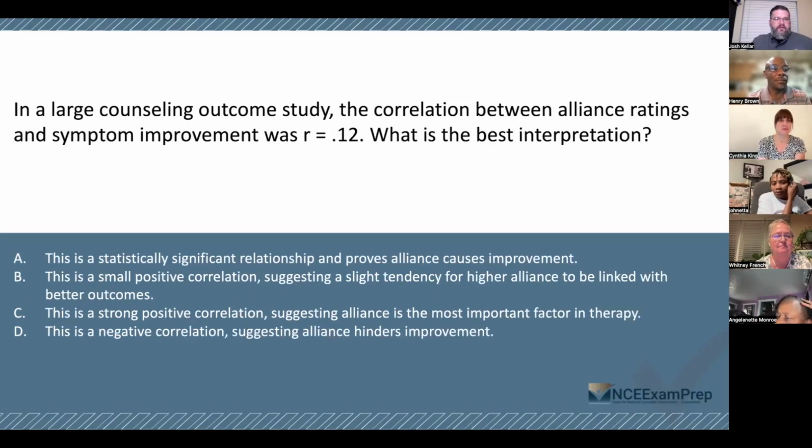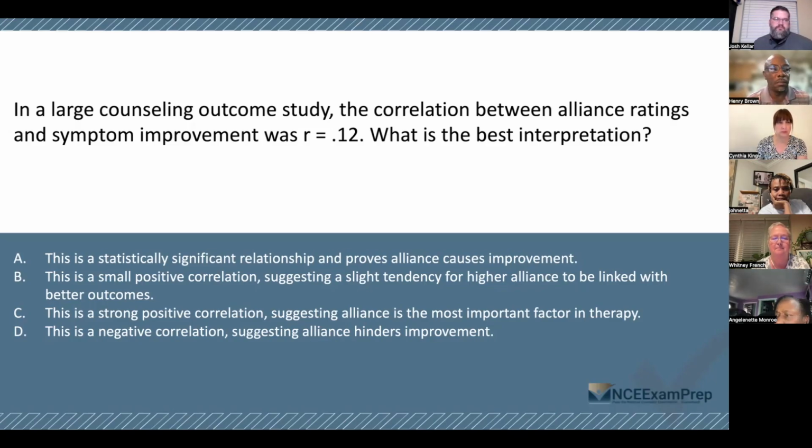Okay, good. In a large counseling outcome study, the correlation between alliance ratings and symptom improvement was Pearson r equals 0.12. What is the best interpretation? A: This is a statistically significant relationship and proves alliance causes improvement. B: This is a small positive correlation suggesting a slight tendency for higher alliance to be linked with better outcomes. C: This is a strong positive correlation suggesting alliance is the most important factor in therapy. D: This is a negative correlation suggesting alliance hinders improvement.